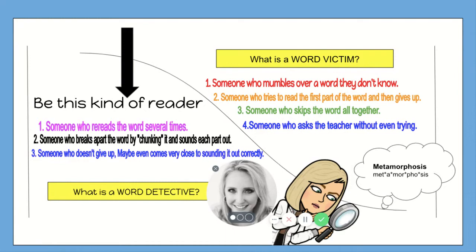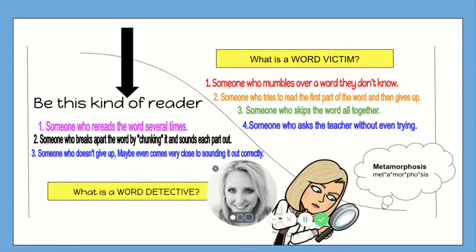Instead of being a word victim and someone who is intimidated by a word or doesn't quite get there, at least try by being a detective, being that ninja, being that reader that's like, you know what, I'm going to reread this several times and see if there are clues. And I'm going to reread this, take a break, maybe come back, right? Instead of glossing it over and not trying. I'm going to go in several times.